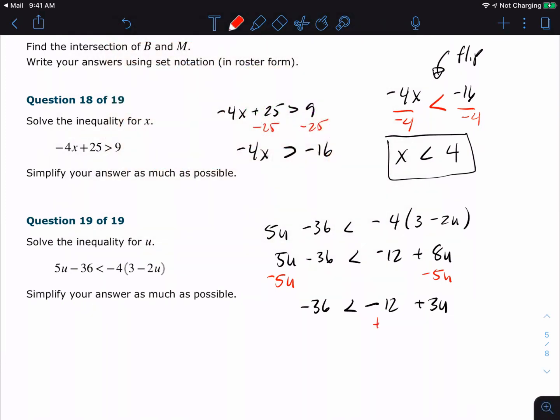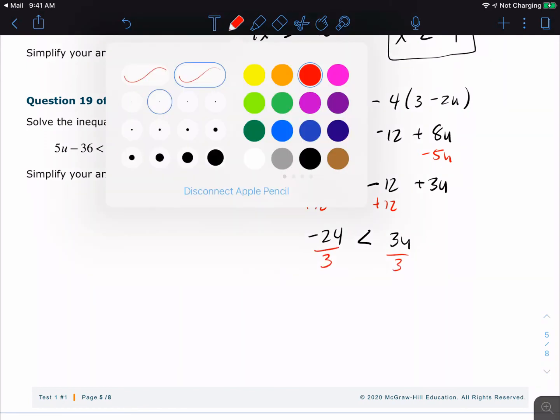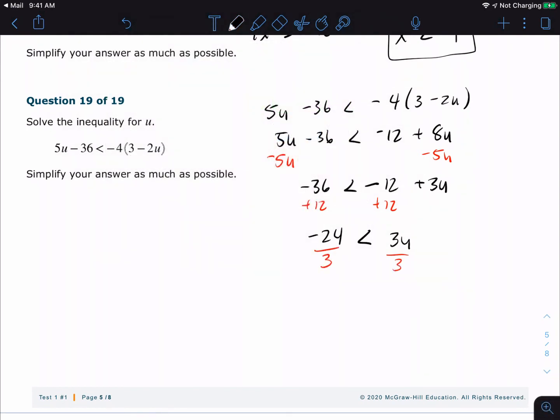Now I'm going to add 12 to both sides. And so I'm going to get 3u over here, and that's going to be a negative 24. Now, the thing about this problem that's so important is now I'm dividing by 3. It's a positive 3. I don't care that the answer ends up being negative. It's what I divide by. And so I don't flip it. And I'm going to get a negative 8. And that's my solution.